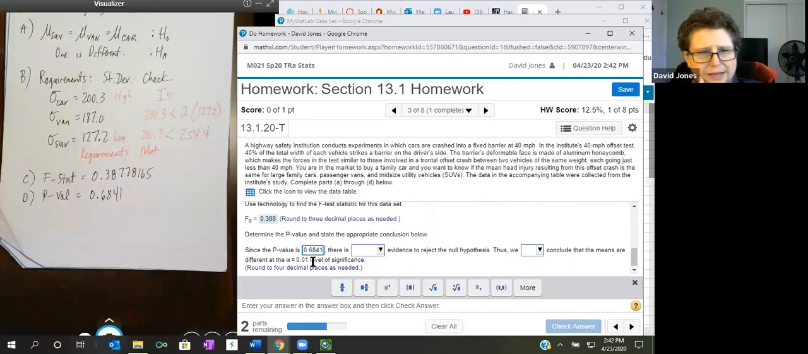That is bigger than alpha equals 0.01. So we do not reject H naught, do not support HA. There's insufficient evidence to reject the null hypothesis. P-value is too large. Thus, we cannot conclude that the means are different.